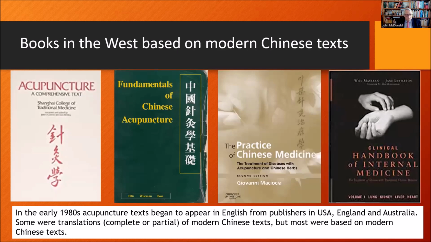In the early 1980s, acupuncture texts began to appear in English from publishers in USA, England, and Australia. Some were translations, complete or partial, of modern Chinese texts, but most were based on modern Chinese texts.